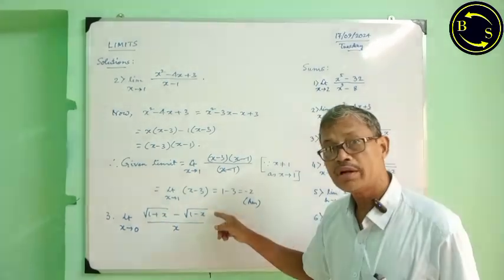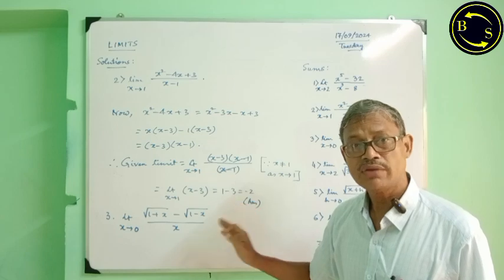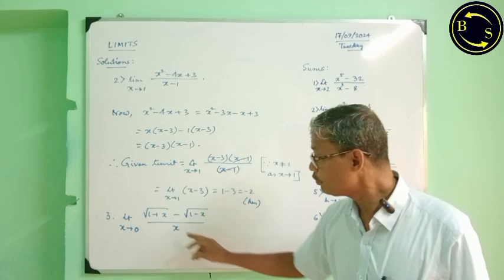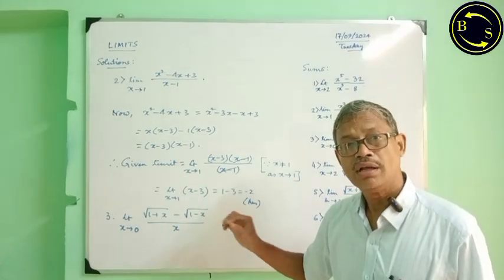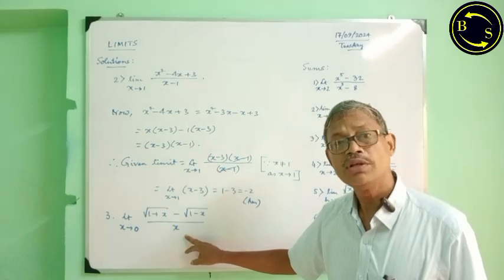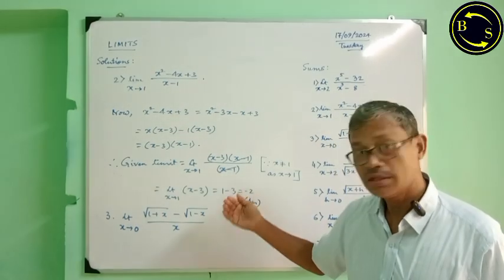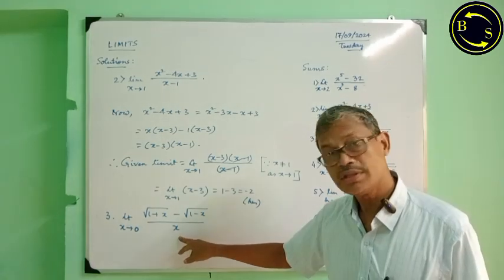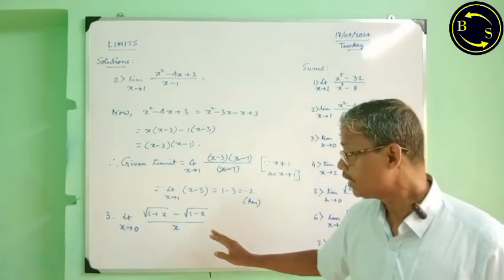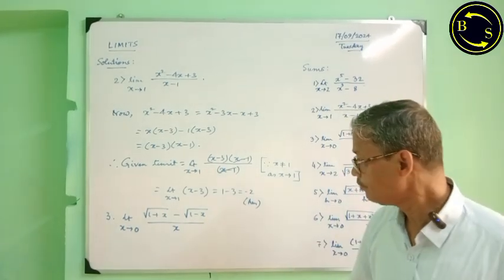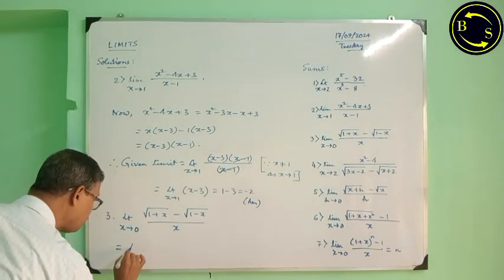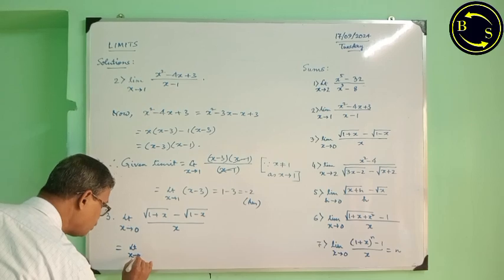Here we see the numerator is in irrational form. In this case, we have to rationalize the numerator. One thing, if you find the denominator is in irrational form, then you have to rationalize the denominator also. Here it is in the form x, therefore we need not rationalize that. That is apparently in rational form. Now, we do the next step, limit x tends to 0.